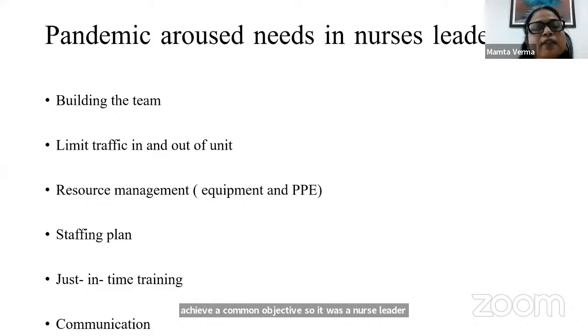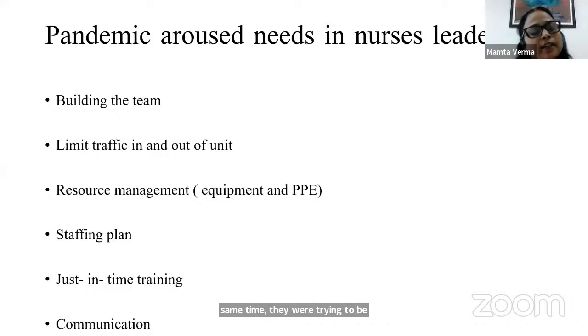The second is limiting traffic in and out of the unit. Yes, the society was very panicked. The patients were very panicked. We were not allowing patients to get inside. So traffic management was very crucial for us, because we wanted to contain the spread of infection. So this was another task which nursing leaders or senior nursing officers had to do. They were caring at the same time, and they were trying to limit the crowd.